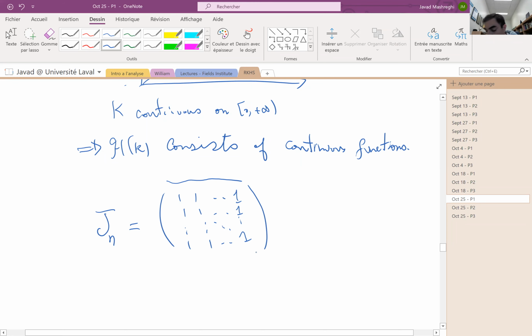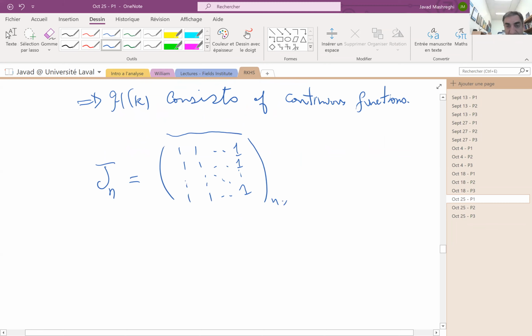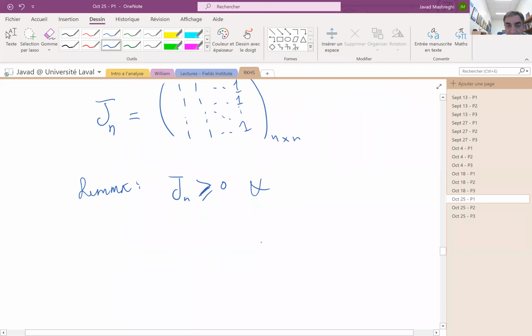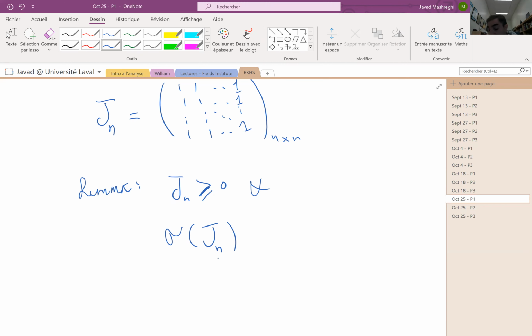We need this one. And the lemma about this is that Jn is positive, bigger than or equal to 0, and has eigenvalues. Sigma is a notation which we use in operator theory, but in matrix analysis it's just eigenvalues. Sigma of Gn is just 0 and 1, but with different orders.